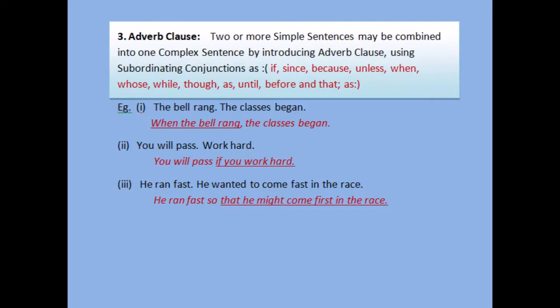Number 1, the bell rang, the classes began. Here in the combined sentence, the first part of the underlined sentence beginning with the subordinating conjunction when is the adverb clause. Second, you will pass, work hard. And in the combined sentence, you will pass if you work hard. The subordinating conjunction if, that is the adverb clause. Number 3, he ran fast, he wanted to come first in the race. He ran so fast that he might come first in the race.